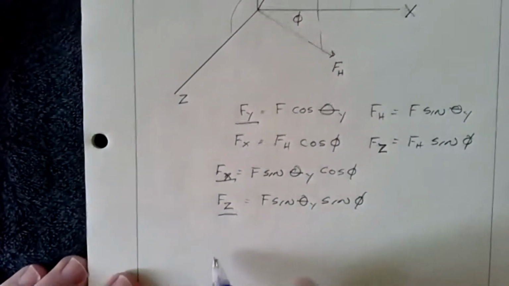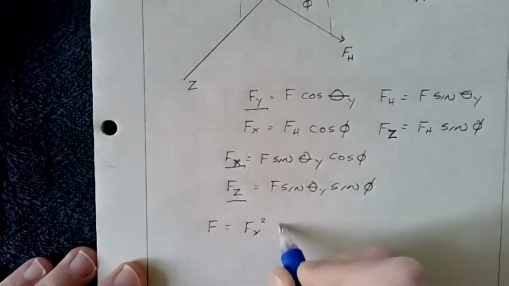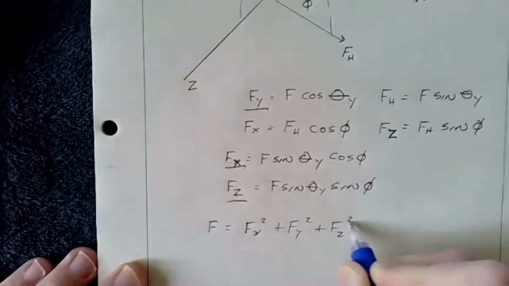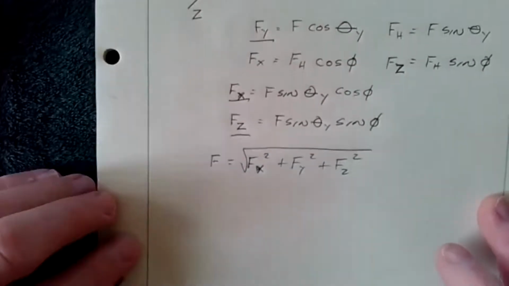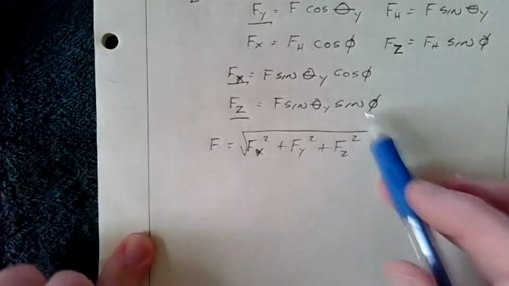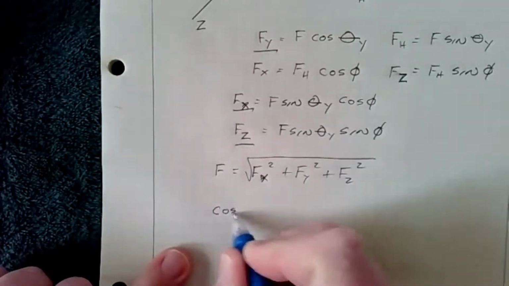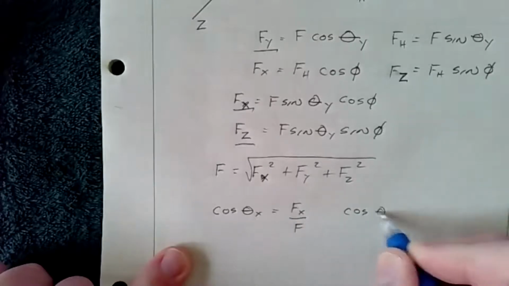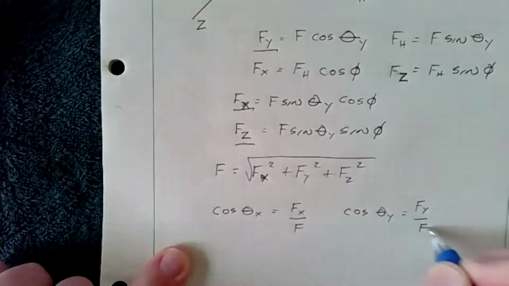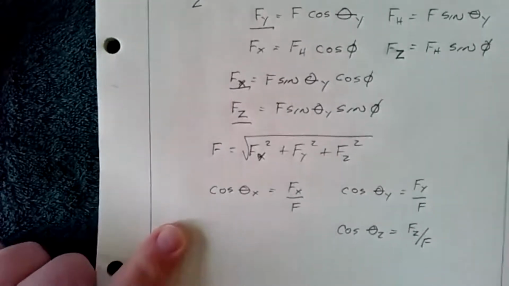Of course, from the Pythagorean theorem, if we were to say F magnitude, that would be the square root of Fx squared plus Fy squared plus Fz squared, and that would bring us full circle back to F. But also, what's important is that if we want to know those angles, remember I mentioned theta x, theta y, theta z, then we know that cosine theta x equals the ratio of the x force over the overall force, cosine theta y equals Fy over F, and cosine theta z equals Fz over F. All right.